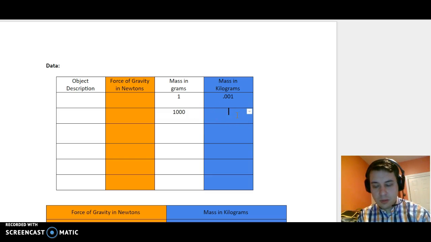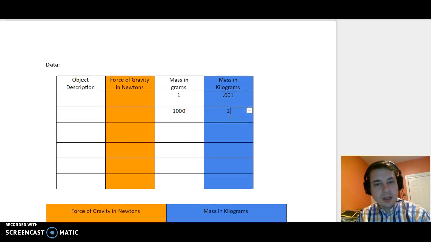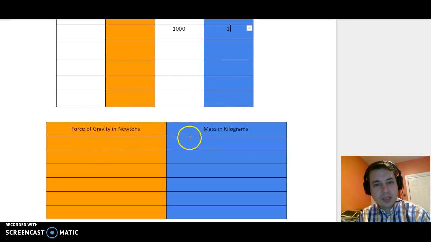In the same sense, if it was 1,000 grams, move the decimal place 3 spots, it would be 1 kilogram. So the first thing I would check on this data table is to make sure that the conversion between grams and kilograms is correct. Also, this orange column should match the orange column up above, and the blue column should match the blue column up above. Those things should be fairly straightforward to check for your friends.